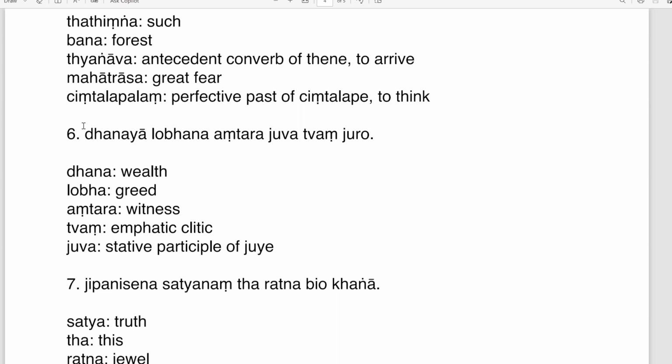Dhanaya lohana antara jua tuan juro. Dhanaya is wealth plus genitive. So dhanaya loha is greed. Greed of wealth or greed for wealth. And the na is here, so instrumental, with or for the greed for wealth. Amtara is witness, Jua, Juro.